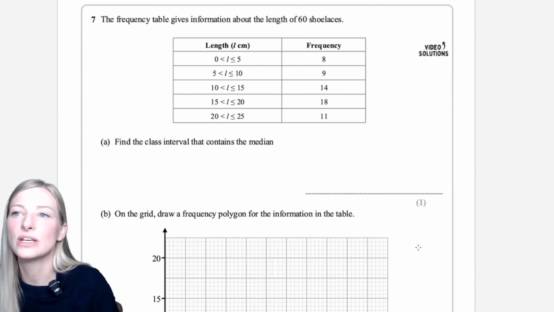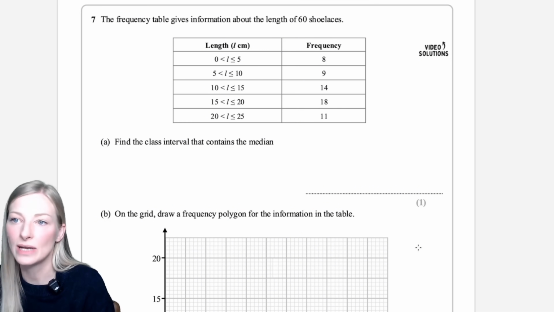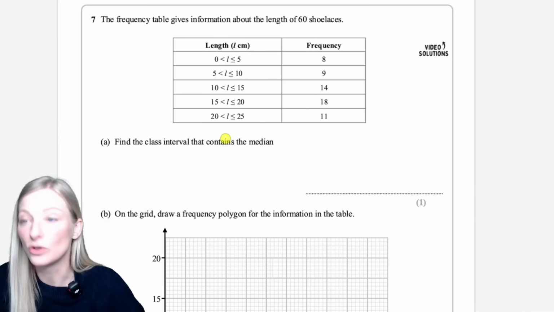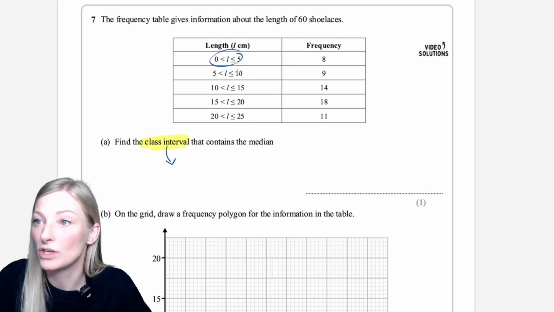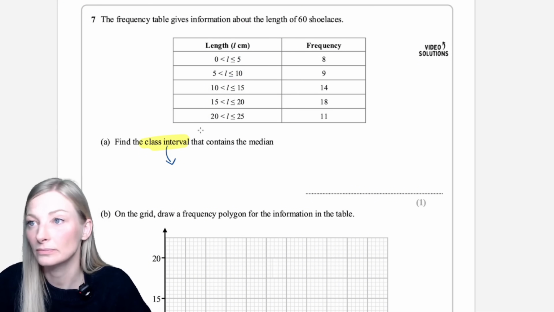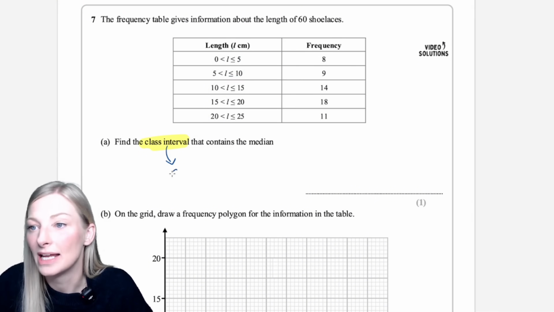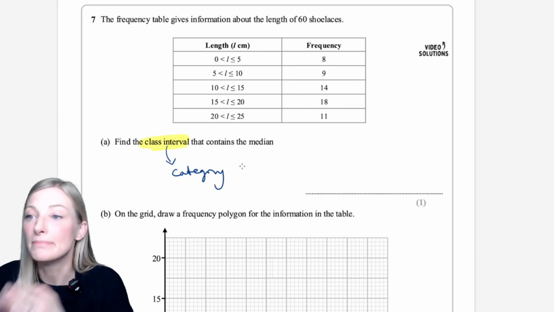Okay, question number 7. The frequency table gives information about the length of 60 shoelaces. Find the class interval that contains the median. So class interval is just a posh way of saying category. It is asking you which of these categories has the median in it. So let's put category there so we know what we're talking about. Which of these categories contains the median? And the median is the middle value.